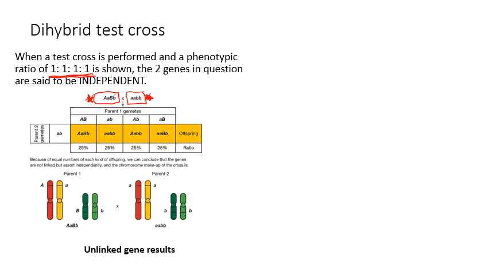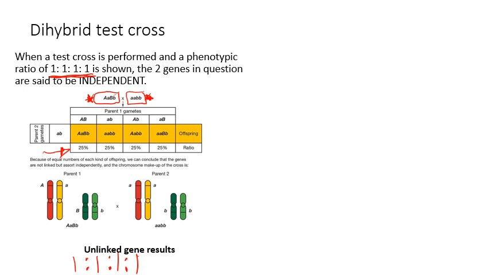We can then see the phenotypic ratio in the table here, which is showing 25%, 25%, 25%, 25%, or another way of saying that would be 1 to 1 to 1 to 1. Okay, so the 4 ones in the ratio. And that information, reading that from a dihybrid test cross, tells us that these genes are unlinked. So they do not appear on the same chromosome.